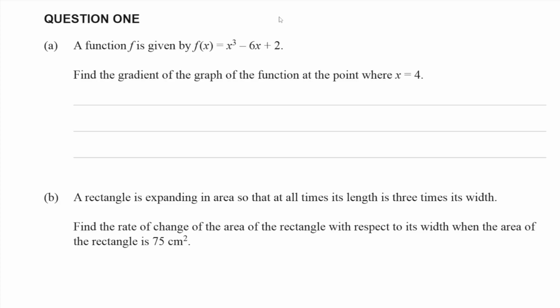We are given a function f, which is a cubic function. How do we know that? Well, the highest power of x is cubed. We also know that it is a positive cubic because the coefficient of x cubed is, in this case, positive 1. So it will look something like that. Beautiful. And we're asked to find the gradient of this function when x equals 4.